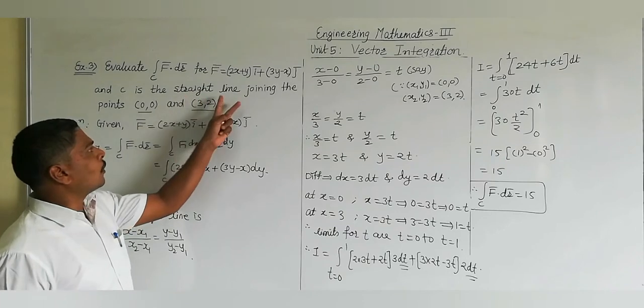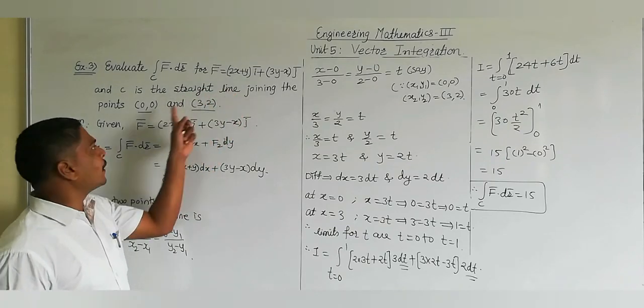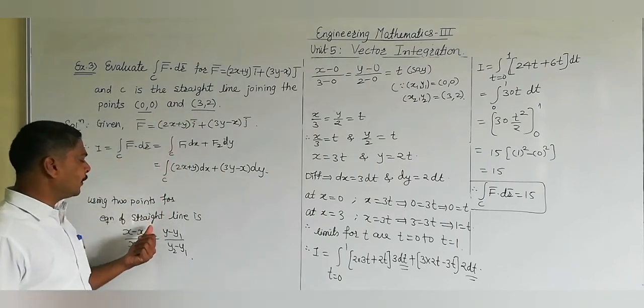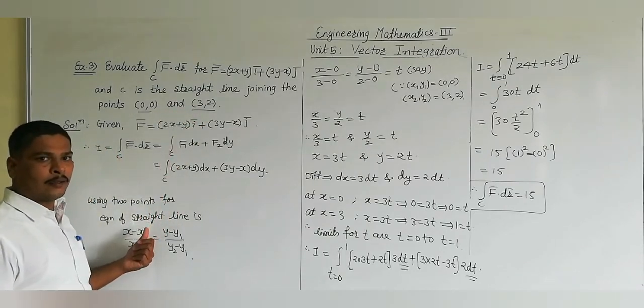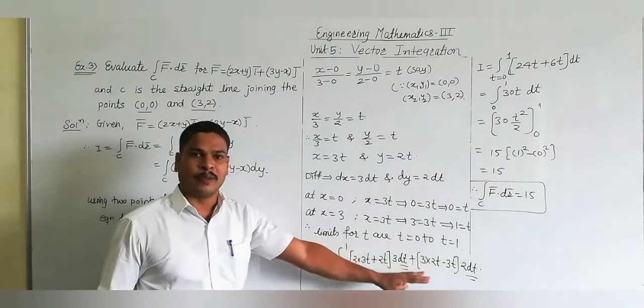So here curve is not given, we have just given that this curve is a straight line passing through these 2 points. So using the 2 points form, find first the equation of straight line and then use parametric equation for further simplification. Okay.